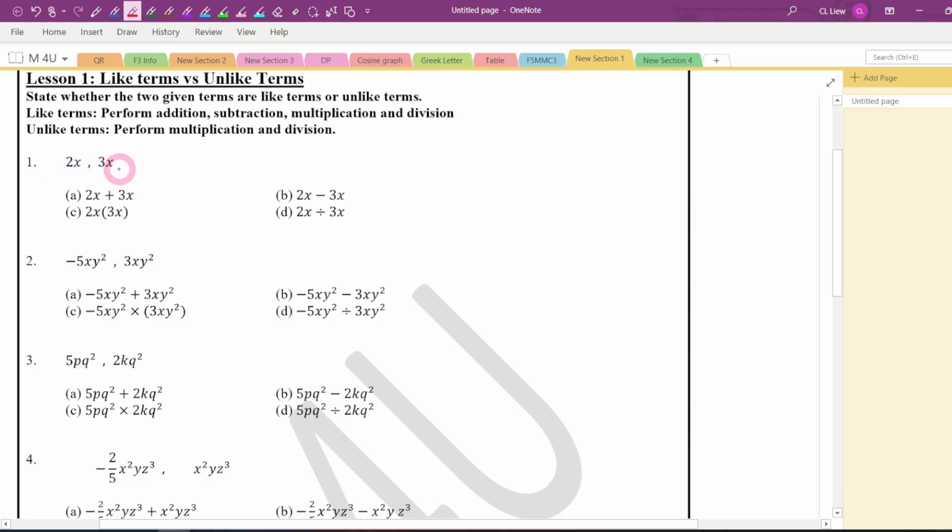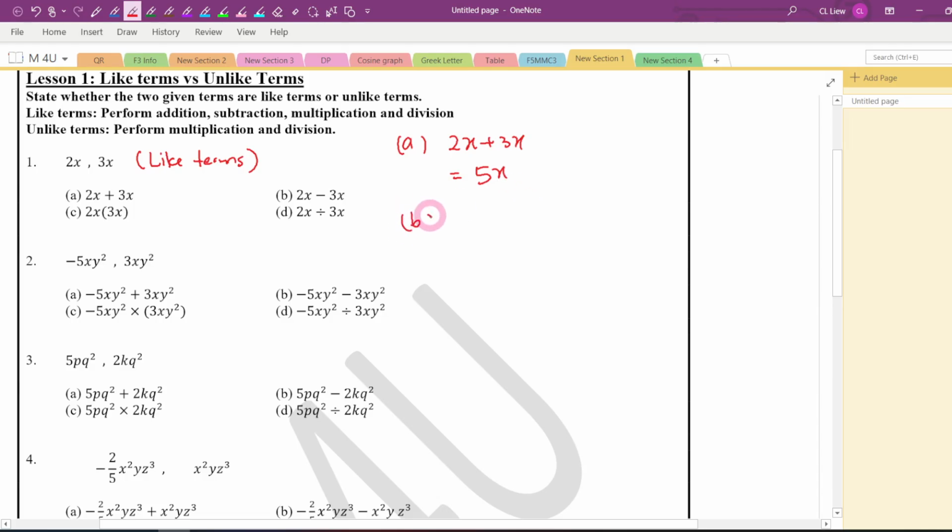Like terms or unlike terms? Like terms, right? This is like terms. For like terms, we can perform addition, subtraction, multiplication, and division. Now let's look at A. 2x plus 3x. So we have 5x.